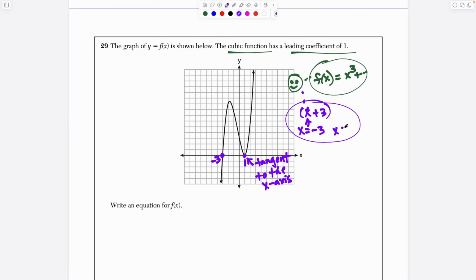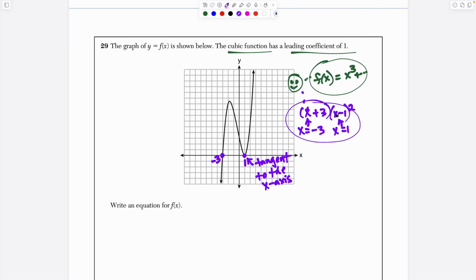And then we have a root at x equals 1. So right above that, we have x minus 1. But here's the catch. When you have a root on a function and the function at this location is tangent to the x-axis, that means we're going to have an even power above the factor. Okay, so I can't just say x minus 1. I could go with x minus 1 squared.